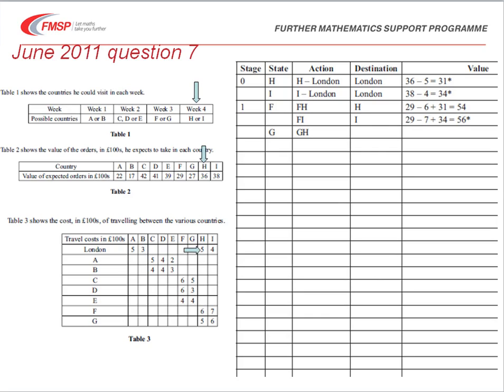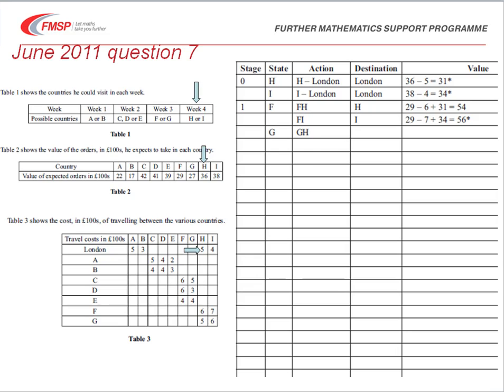Well, the first thing we need to do is to make sure that we understand how the table has been completed for us so far. Remember that we're starting at the end, as it were, so we're going to work backwards towards our starting point. In the first stage, we can be either at H or I, and we're going to move towards London. So the 2 possible states are H and I. The actions are moving from H to London and I to London. So the destination in both cases is London.